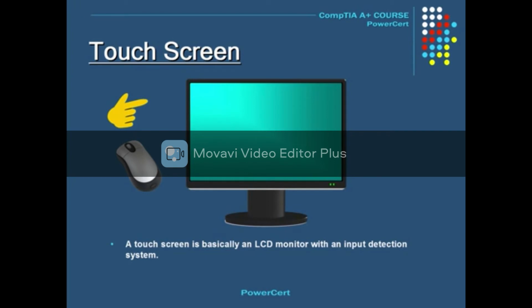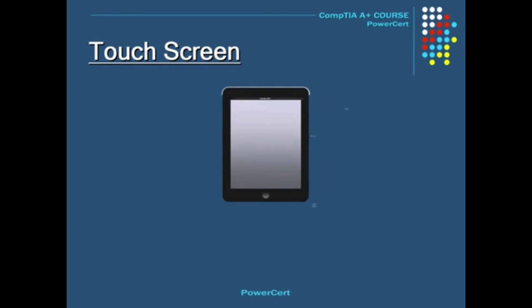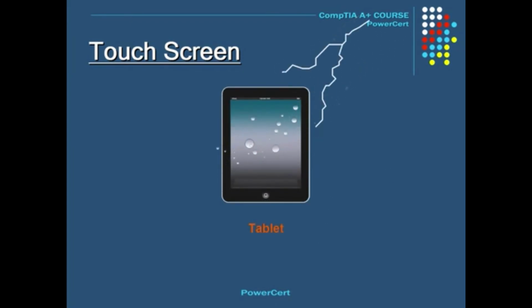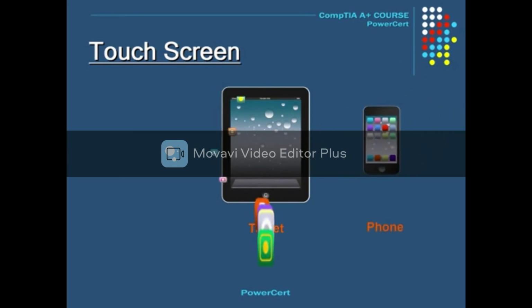Typically, one click on a mouse button equals 1 tap by a finger, and 2 clicks on the mouse equals 2 taps by your finger. Touchscreens are commonly used on all-in-one computers and tablets such as the iPad, and they are also used on certain cell phones with touchscreen technology.